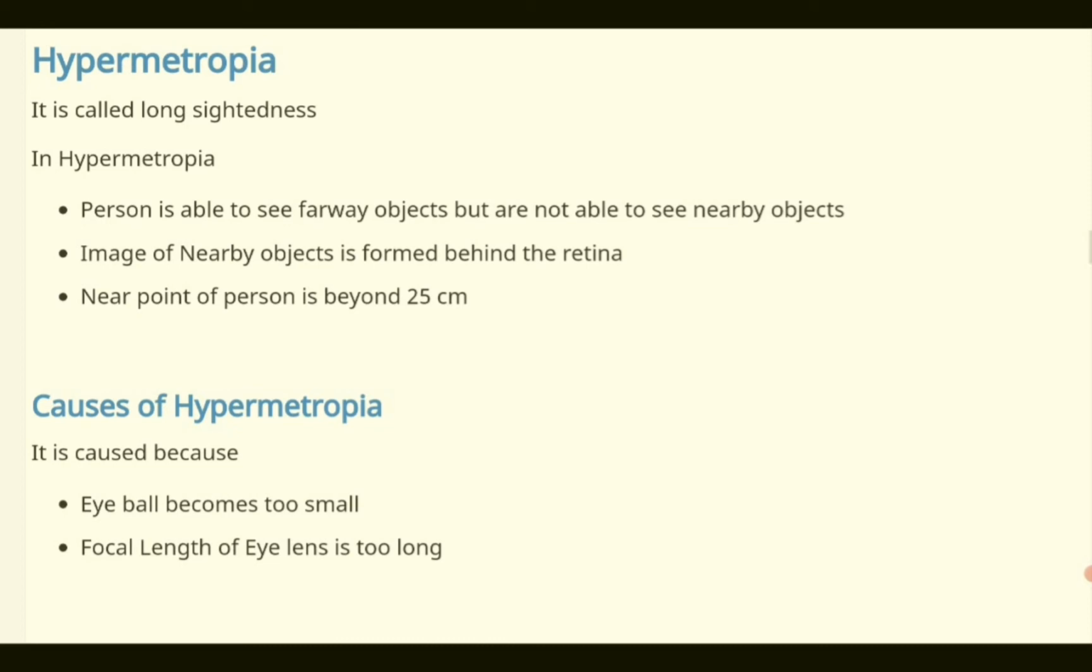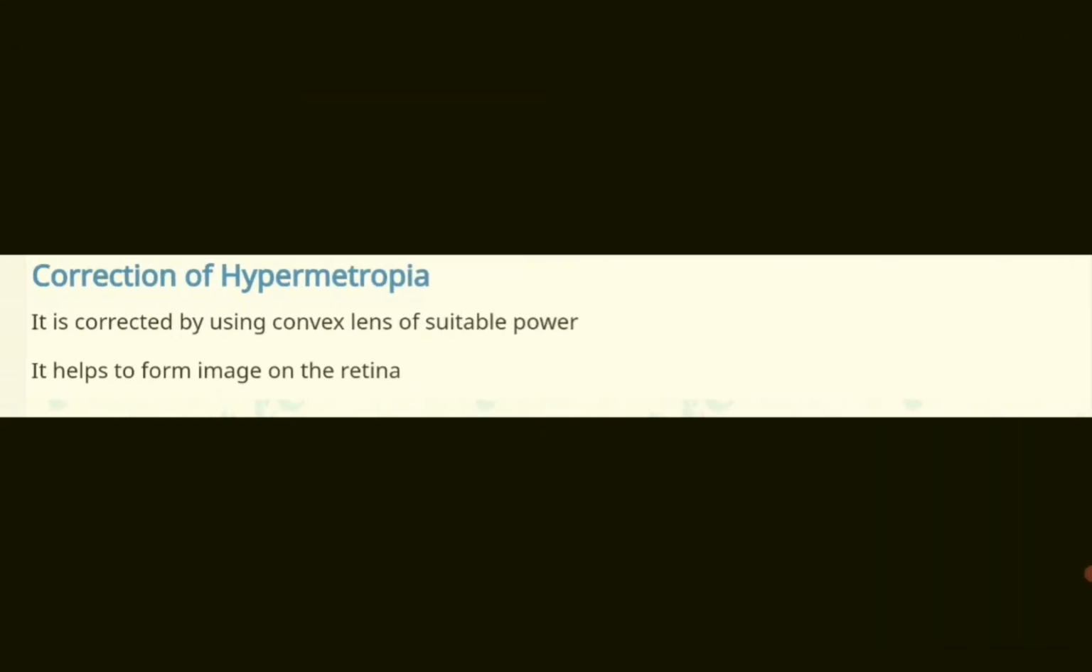Now let us move on to the causes of hypermetropia. Hypermetropia is caused because the eyeball becomes too small, and also when the focal length of the eye lens is too long. These are the two important causes of hypermetropia. Now let us see the correction of hypermetropia. Hypermetropia can be corrected by using a convex lens of suitable power. It also helps the image to form on the retina.